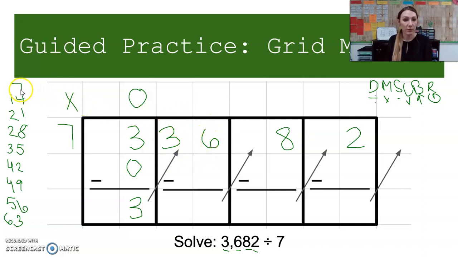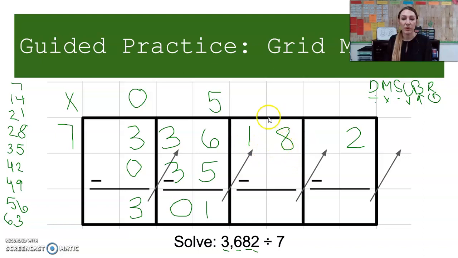Go over to my multiples. 1, 2, 3, 4, 5 times. If I go 6 times, I've gone over 36, so I can only go in 5 times. 5 times 7 is going to give me 35. 6 minus 5 is 1. 3 minus 3 is 0. Then I'm going to check: is 1 smaller than 7? It is, so I can go ahead and bring it up.